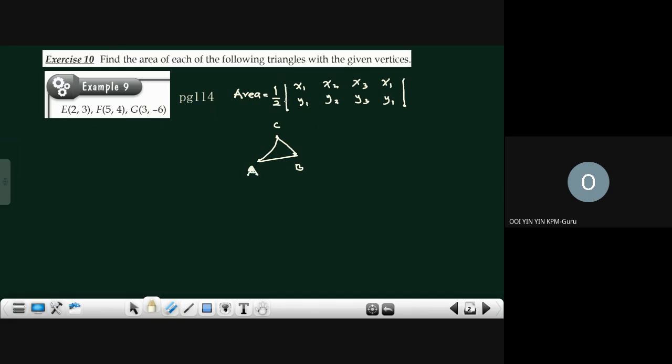Why do we have the modulus? Because some people will read A, then go to B, then go to C. If you turn like this, this turn is called anti-clockwise. Anti-clockwise, okay? If you arrange your A, B, C in anti-clockwise arrangement, the answer that comes out in the modulus here will be positive. If you go the other way, with your A, your B, and your C, and you turn this way, which we call clockwise, this is clockwise.